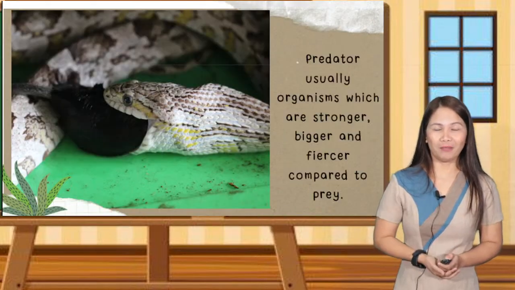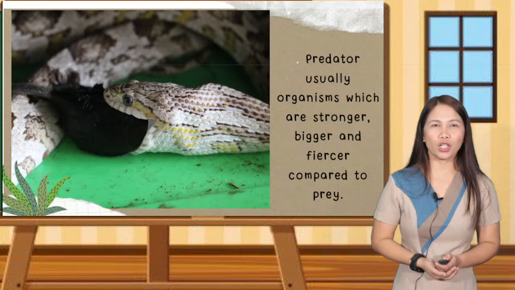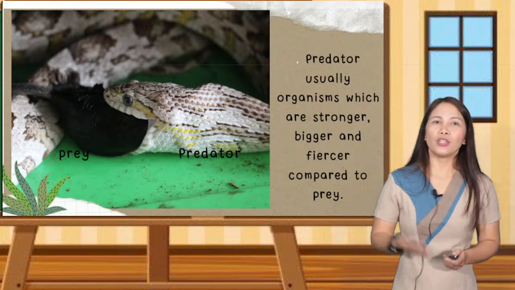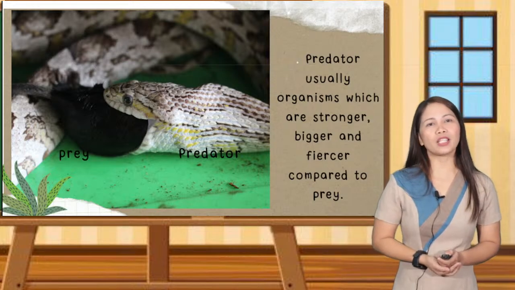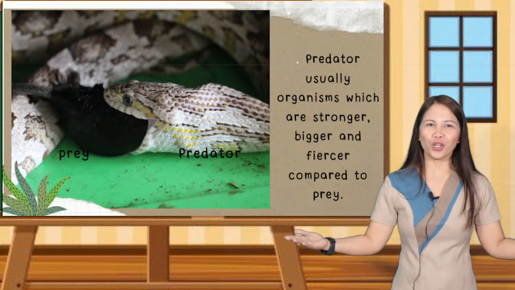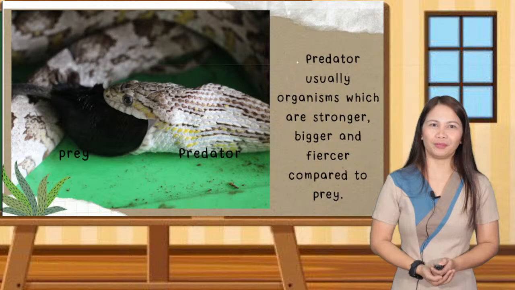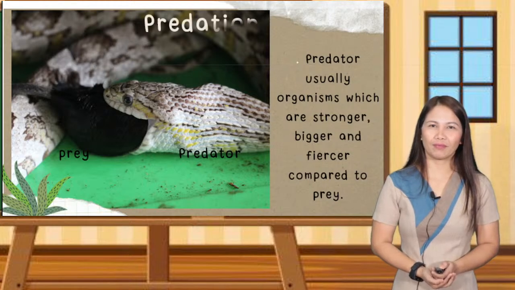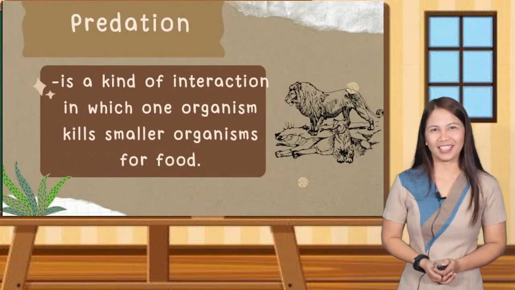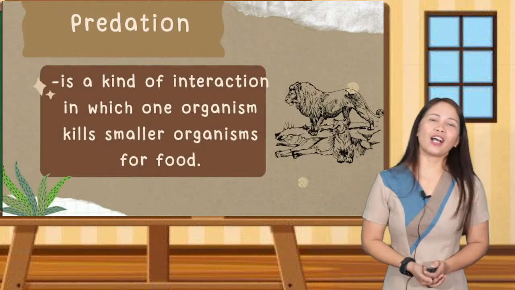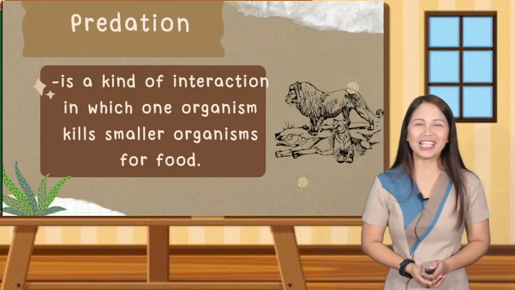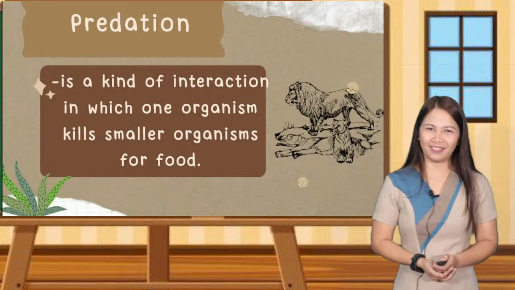This time, what can you see in that picture? So we have the predator and the prey. Predators are usually organisms which are stronger, bigger, and fiercer compared to the prey. That is predation. Predation is a kind of interaction in which one organism kills smaller organisms for food.